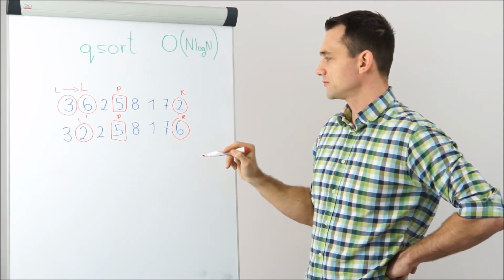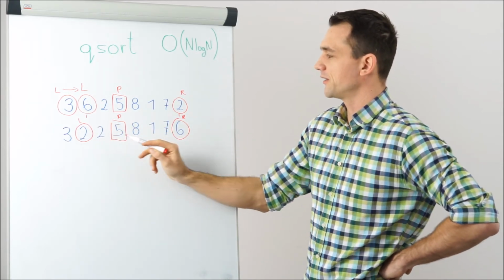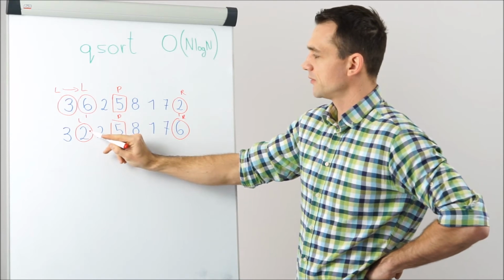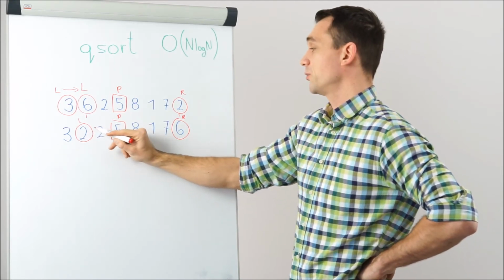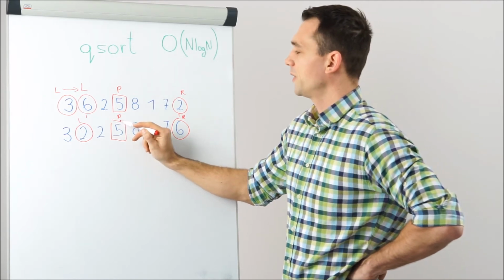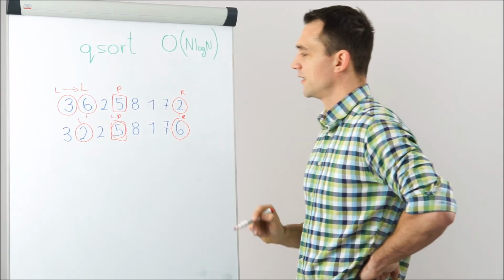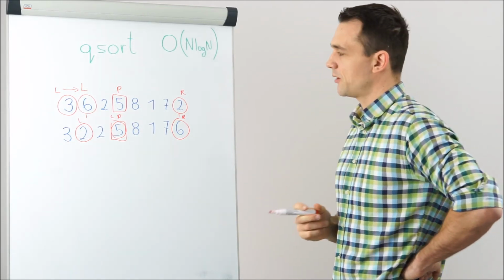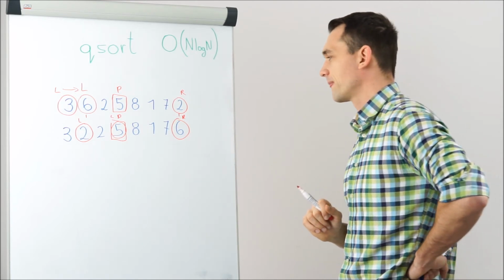After we continue, we move our left pointer to the right. So we go from here to here and see that 2 is less than 5, so we can continue. And we end up with our left pointer at 5, which is also our pivot element. We cannot go any further.